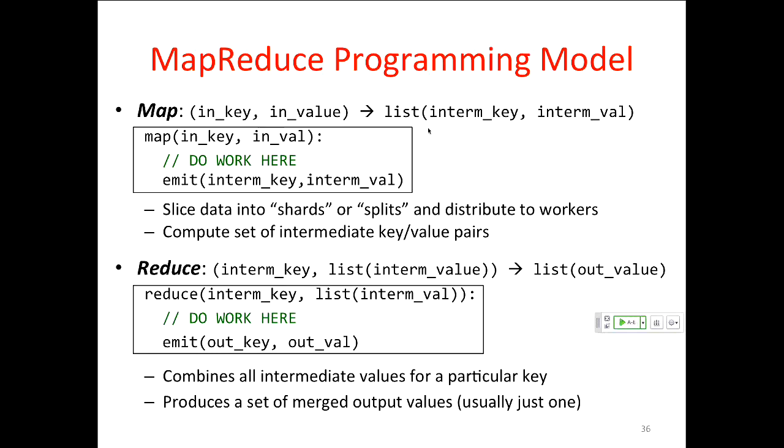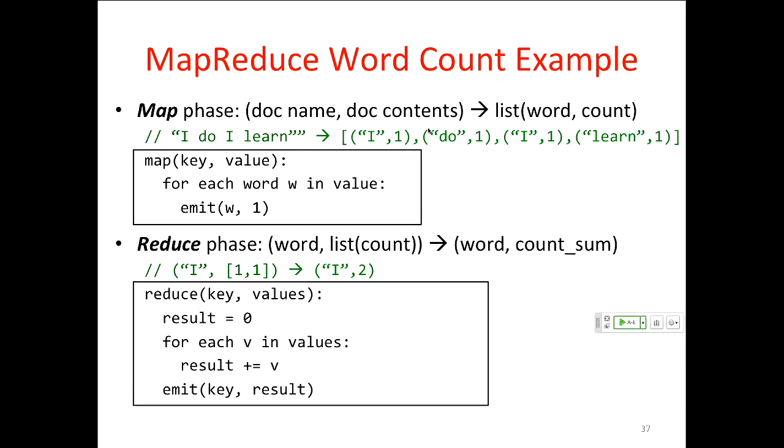And then we have another function, reduce, which gets the intermediate key and the list of the values related with this key. Then it produces the list of output values. This reduce function combines all intermediate values for each key. Okay, so this may not be very clear to you now. So we have an example, which is word counting in a document.